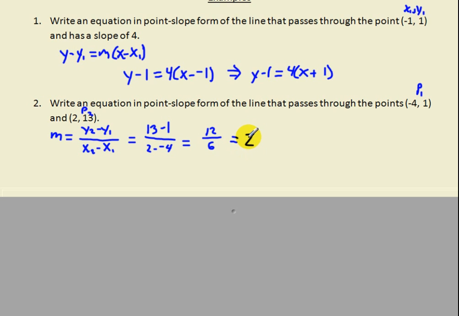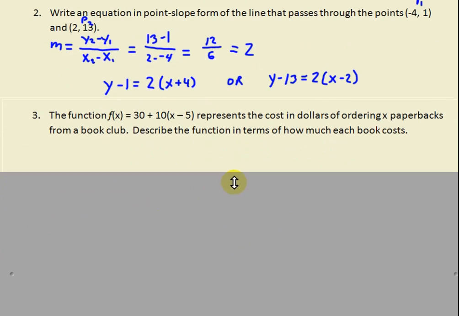So now that we have our slope, we need the coordinates of one point. Notice that we have two different points to choose from, which means we have two different ways that we can write this equation, and it really doesn't matter which one you pick. So we could take y minus 1 is equal to our slope of 2 times x minus negative 4, in other words, x plus 4. Or you could also write y minus 13 is equal to, same slope, 2 times x minus 2. These turn out to be equivalent equations, and it doesn't matter which one you pick. And you don't need to write both, you only need to write one.